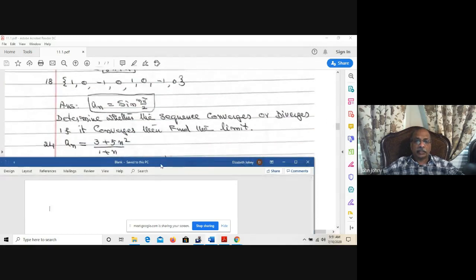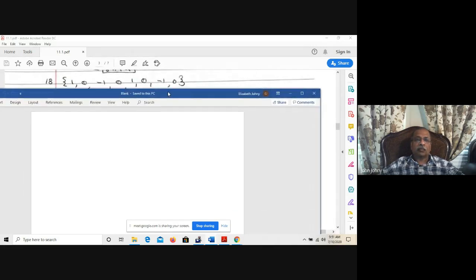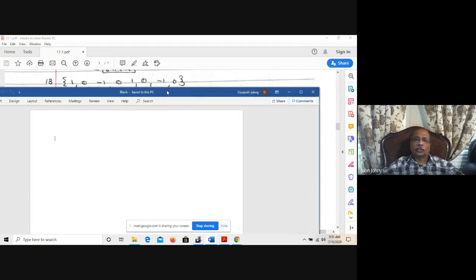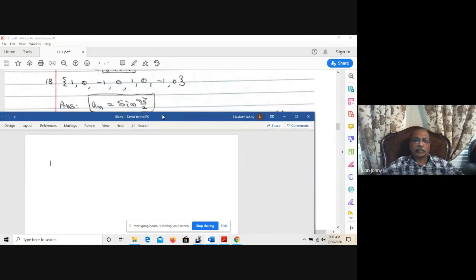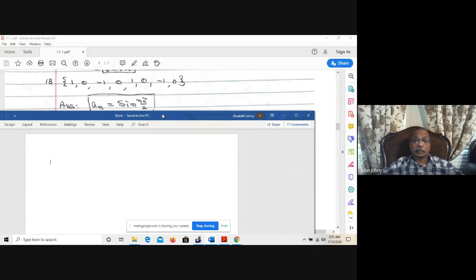Then number 18, you see the numbers are 1 and zeros: 1, 0, negative 1, 0, 1, 0, and so on. So cos 0 is 1 and cos pi over 2 is 0. So the answer is, sine pi over 2 is 1 and sine pi is 0. So you can use sine. An is equal to sine n pi over 2.